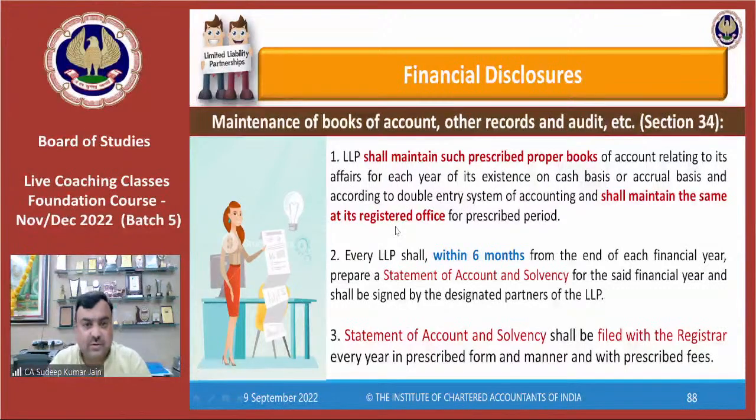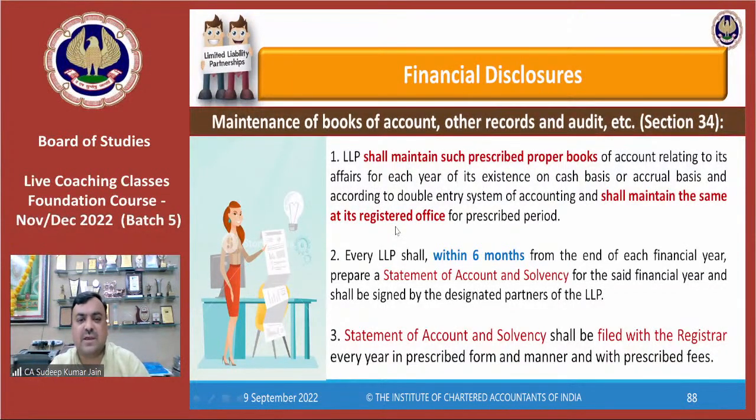We are discussing maintenance of financial disclosures, beta. Maintenance of books of account, other records and audit etcetera, Section 34. The LLP shall maintain such prescribed books of account relating to its affairs for each year of its existence on cash basis or accrual basis, and according to the double entry system of accounting, and shall maintain the same at its registered office for the prescribed period. Every LLP shall, important, within 6 months from the end of each financial year, prepare a statement of account and solvency for the said financial year, signed by the designated partner of the LLP. The simple concept is: from 31 March, 6 months to 30 September.